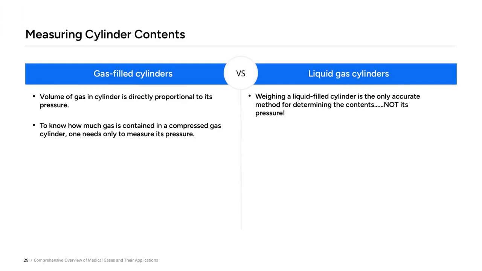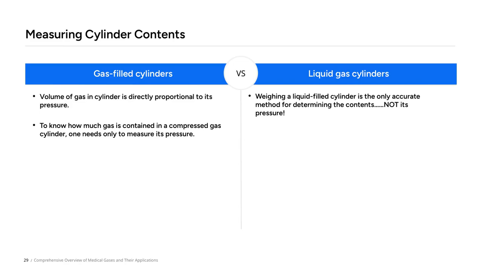When it comes to measuring the contents of a cylinder, the most accurate method is actually weighing the cylinder when it's filled with liquid. This is much more reliable than trying to gauge it by pressure alone. You see, the pressure inside a gas cylinder is directly proportional to the volume of gas it contains, but it doesn't tell you the exact amount of gas, only how much pressure is exerted. So, if you want to know precisely how much gas is in the cylinder, the best way is to measure its weight after filling it with liquid.